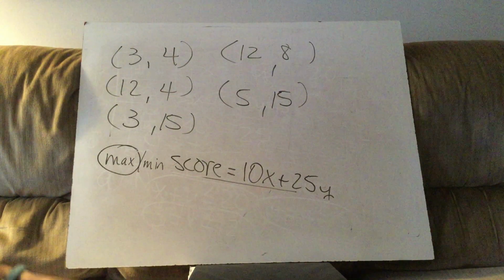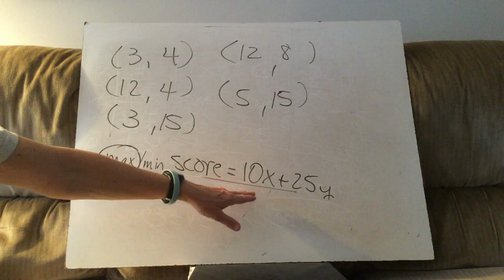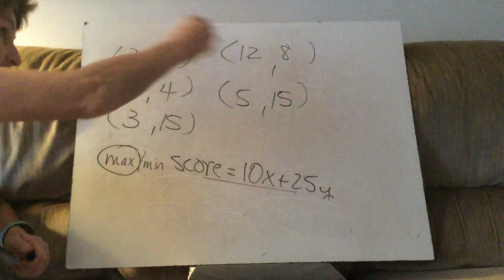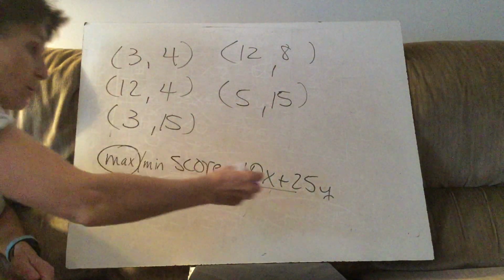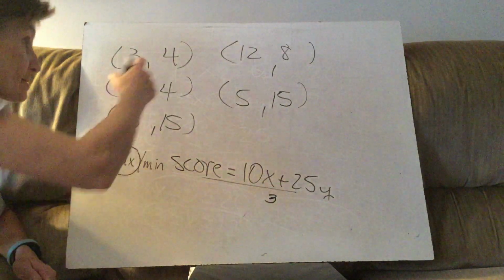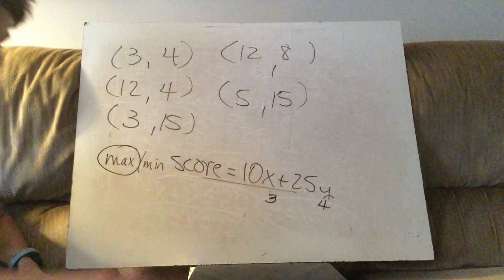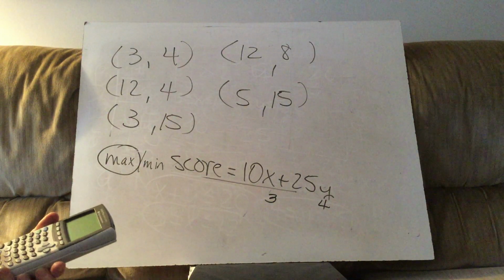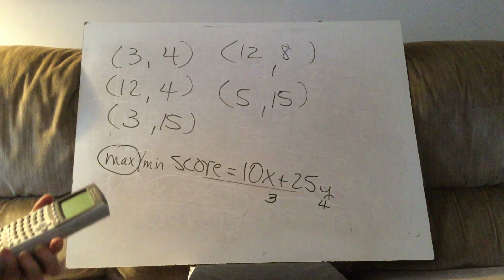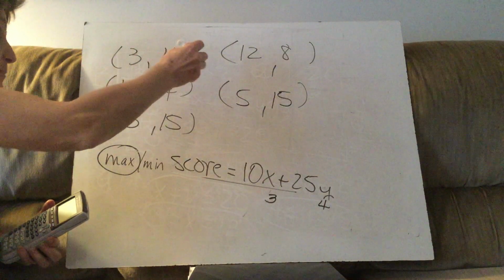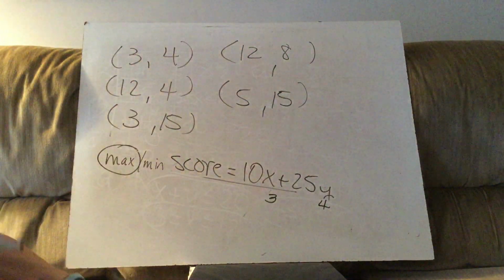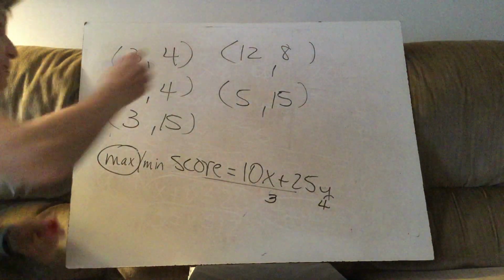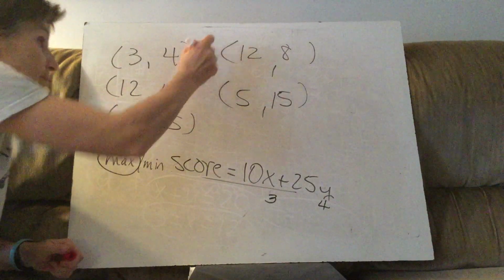So to do that, remember, this is how you calculate your score. For each of these points, I'll start with that one, we put the X in for the X and the Y in for the Y, and we figure out what that is. So 10 times 3 plus 25 times 4. So that score would be 130. I'll put them in a different color so they show up. So this one has 130.